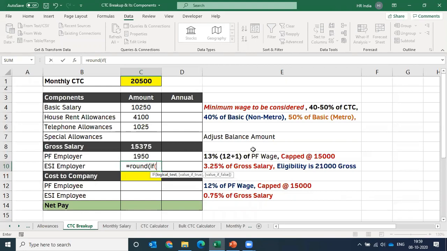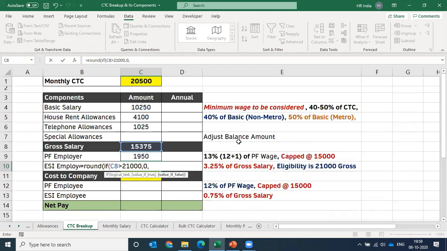So what is the eligibility criteria? That the gross salary of the employee should be either equal to or less than rupees 21,000. Those who are earning more than rupees 21,000 are not eligible, right? So if gross salary of the employee is more than rupees 21,000, and if this test is true, it means I want the contribution to be zero because those who are earning more than rupees 21,000 as a gross salary, those employees are not eligible in ESI. And we do not need to contribute for those employees in ESI either, right?